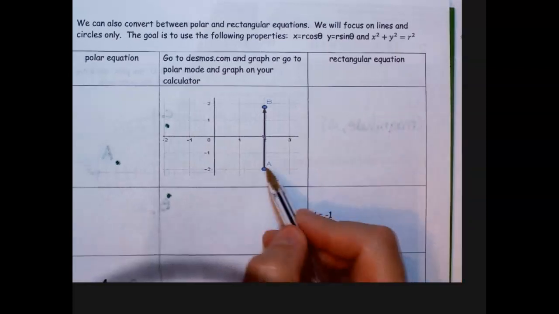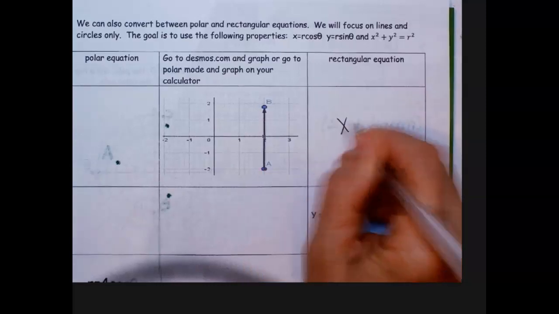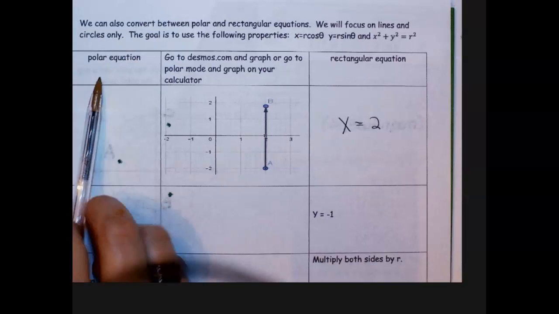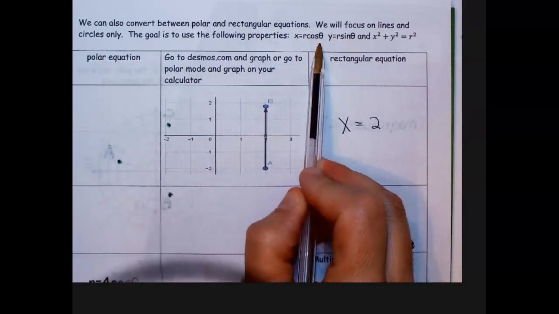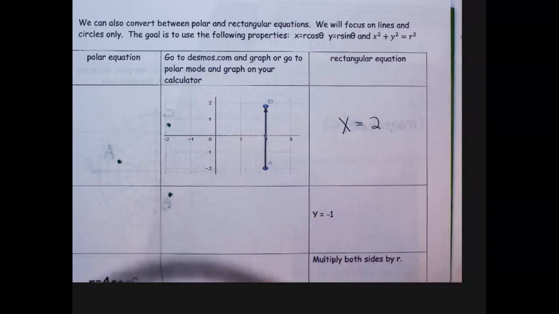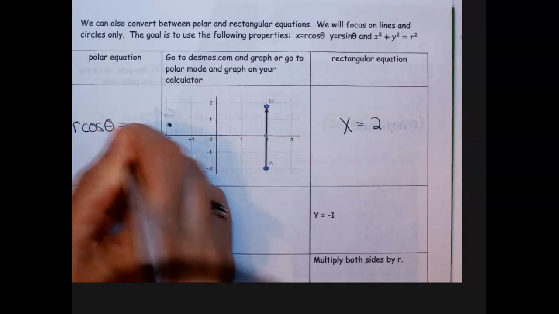So if I've been given the following rectangular equation, I know that is equal to x equals 2. When I go put it in polar, take a look at what you have. X in polar is equal to r cosine of theta, so I'm simply going to substitute. I get r cosine of theta is equal to 2.